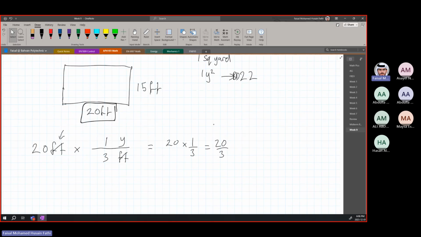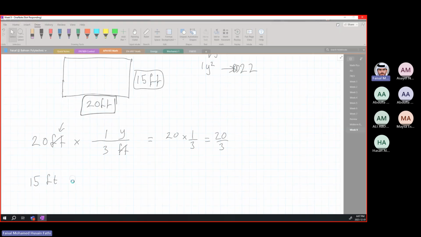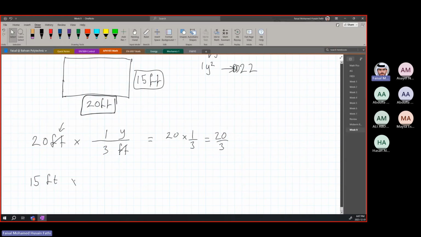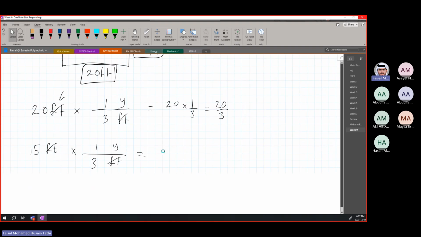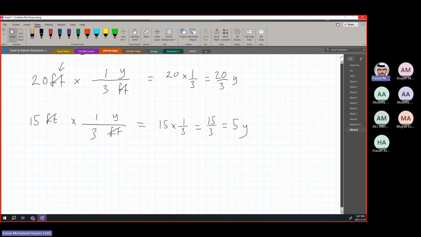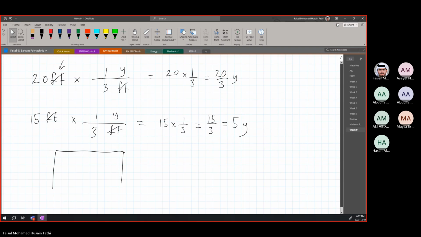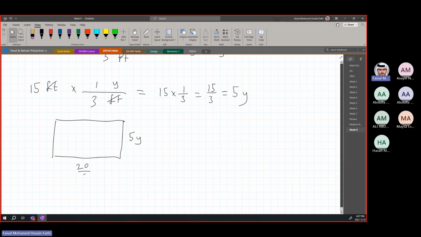And we will do the exact same thing for the 15 feet over here. We need to convert it into yard, so we multiply, the same exact concept as before. We multiply by yard over feet because we want to cancel the feet. And it's 1 over 3 because that's the conversion rate given. It's equal to 15 times 1 over 3, which is 15 over 3, which is 5 yards. Now if I want to redraw the rectangle, this is 5 yards, and this is 20 over 3 yards.